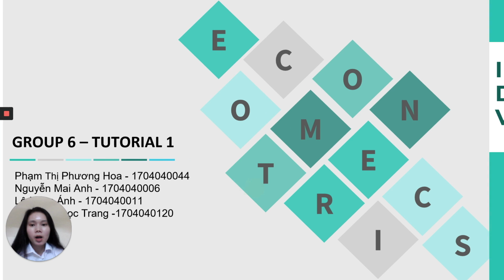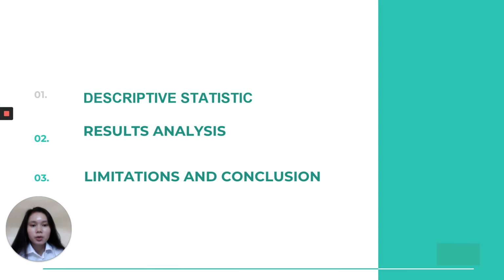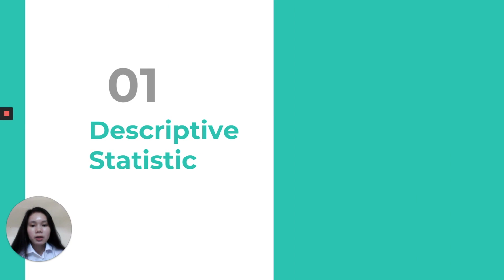Today we are going to present our project, Impacts of some Determinants on Vietnam's GDP. Particularly, we focus on the effect of import, export and inflation on GDP. Our presentation includes three main parts: descriptive statistics, result analysis, and limitation and conclusion. Now we go to the first section.